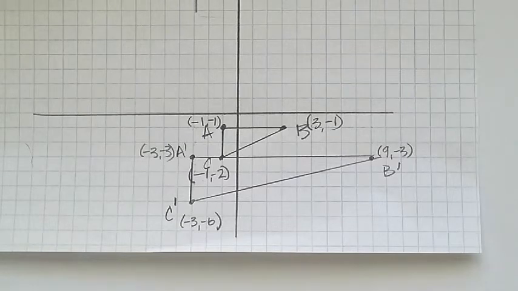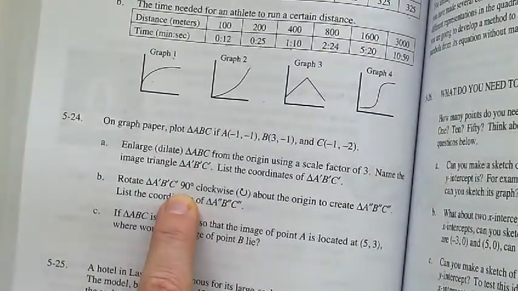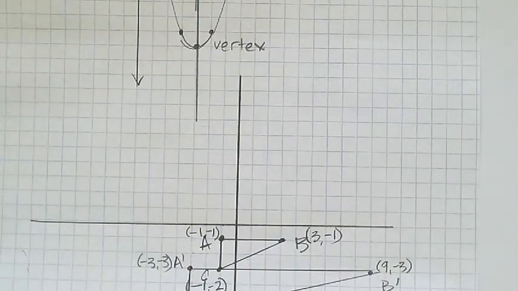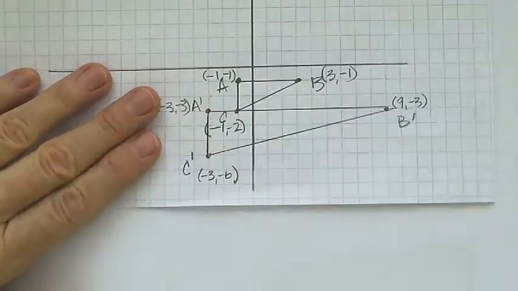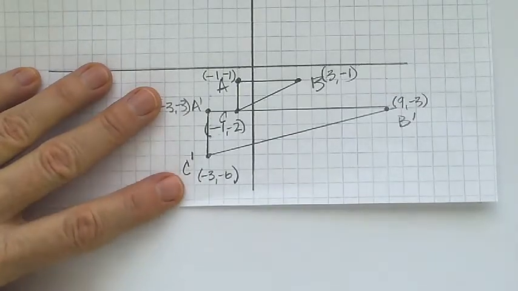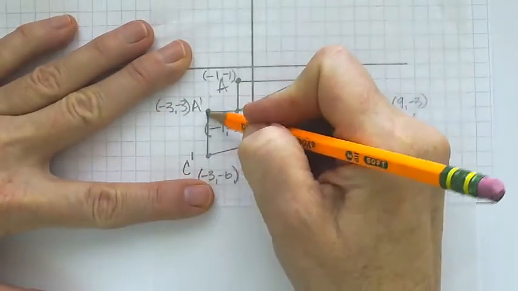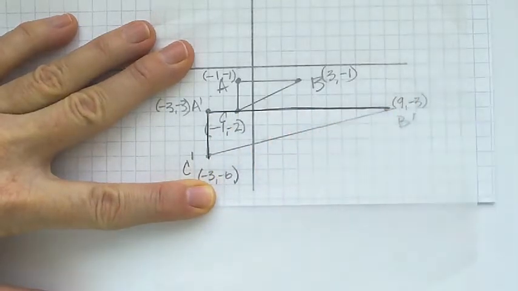Okay, part B, rotate A prime, B prime, C prime 90 degrees clockwise to create A double prime, B double prime, C double prime. Okay, so if you've got another sheet of tracing paper or another sheet of paper to put on top, you may not have tracing paper at home, but maybe just another sheet of paper, I'm going to trace A prime, B prime, C prime.